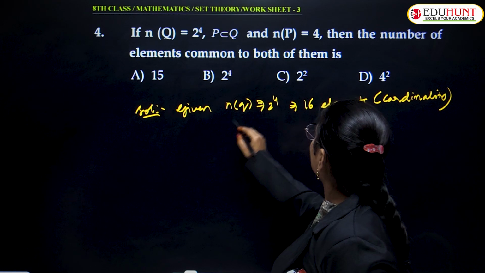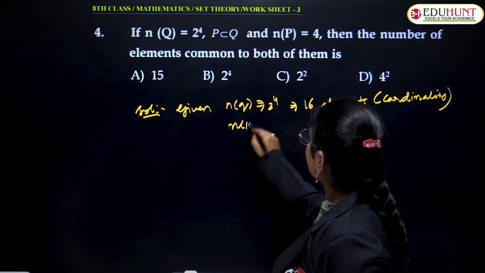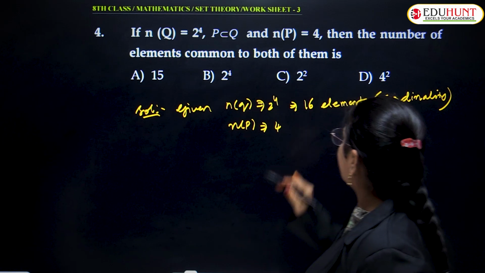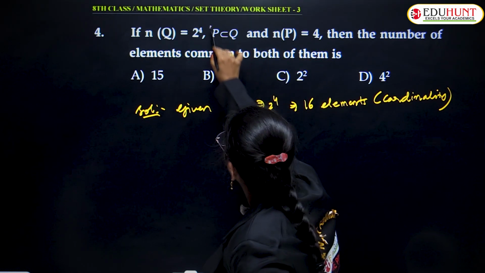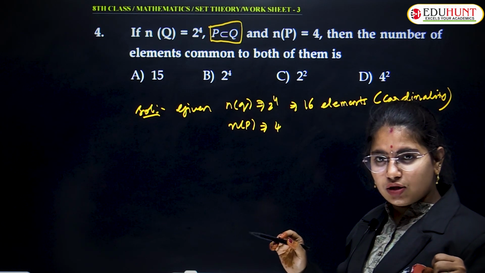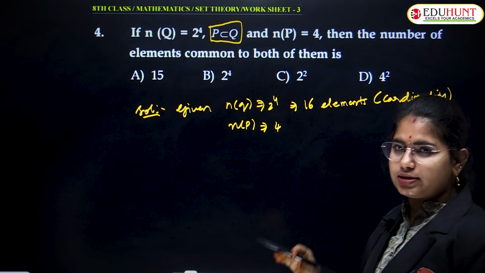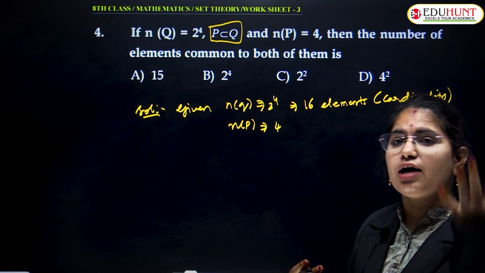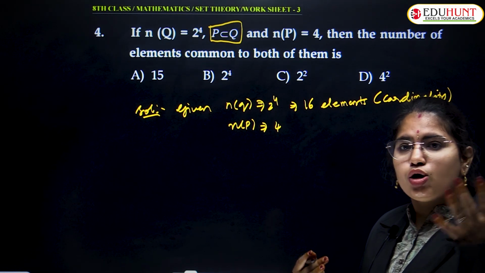Also they have given you n of P. n of P is how much? 4. Correct? Okay. We have the result P is a subset of Q. So P is a small set. Q is a longer set, a large set. So whenever P is a subset of Q, all the 4 elements are common.